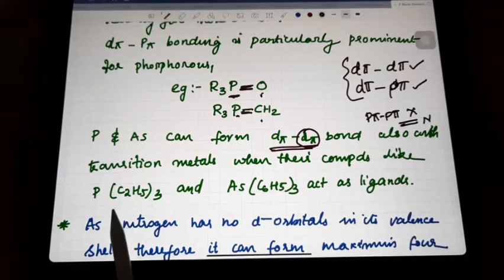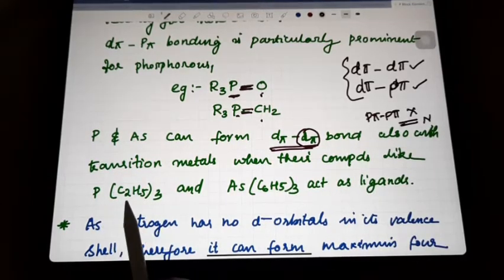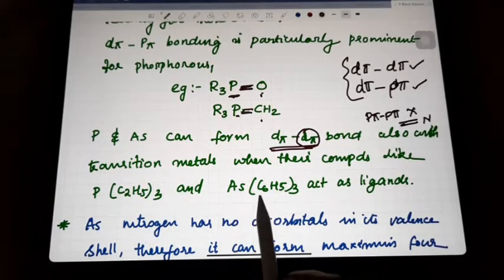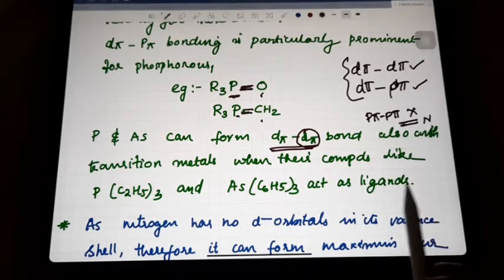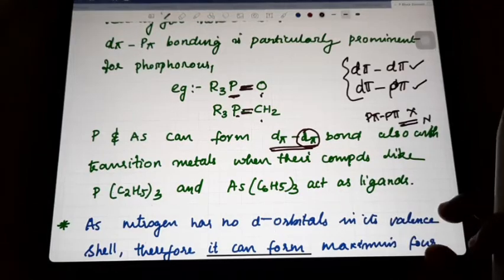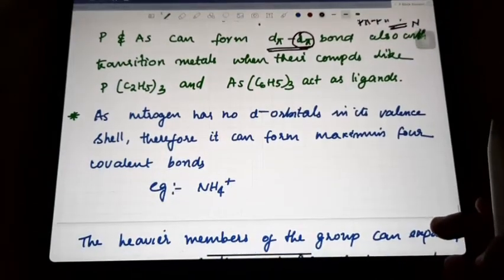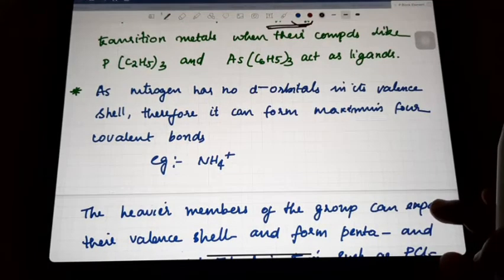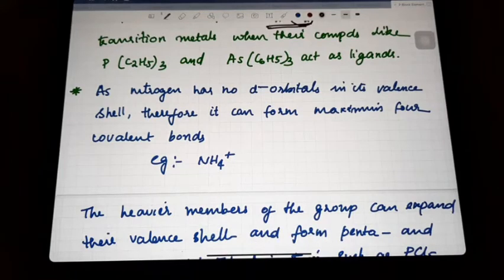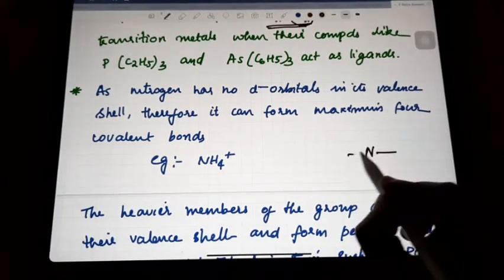The examples given: P(C2H5)3 and As(C6H5)3 act as ligands. Okay, note these examples down. And next, nitrogen does not have d orbitals in the valence shell. It has a maximum covalency of 4, as I said early. The example is NH4 positive, and the structure you know is that.